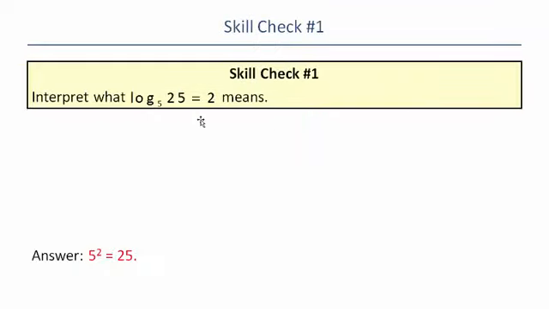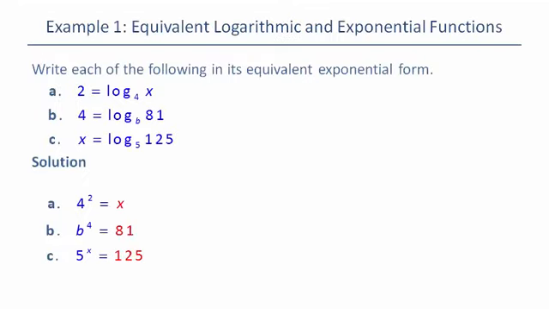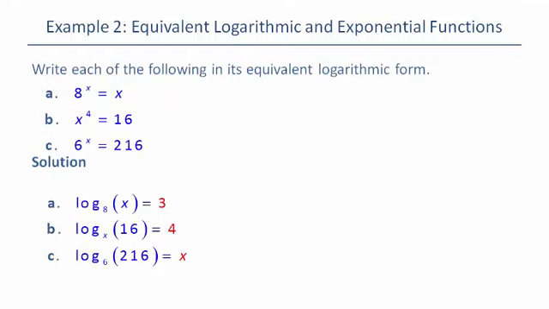All right, skill check. Give this one a try. This means 5 squared equals 25. Good, easy, right? All right, let's see some other examples. Can we write each of these as exponentials? Well, 4 squared equals x, right? B to the 4th equals 81, and 5 to the x equals 125. Simple and easy.